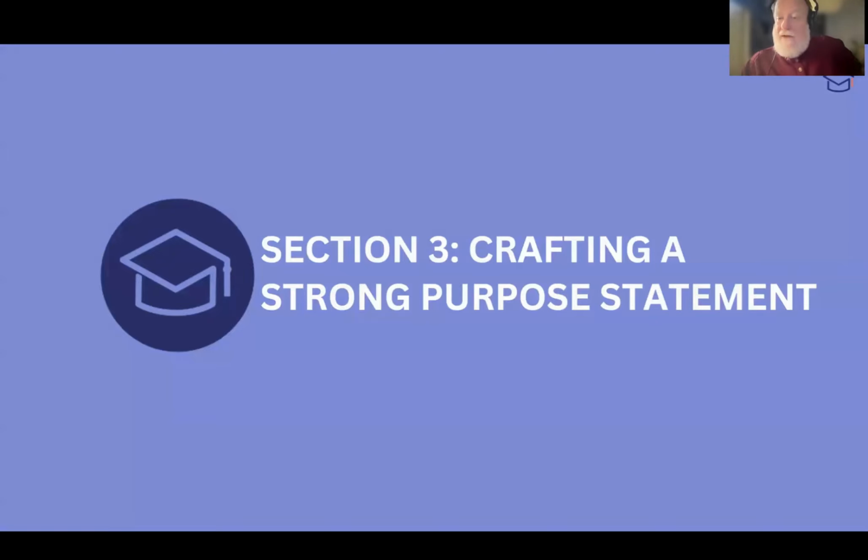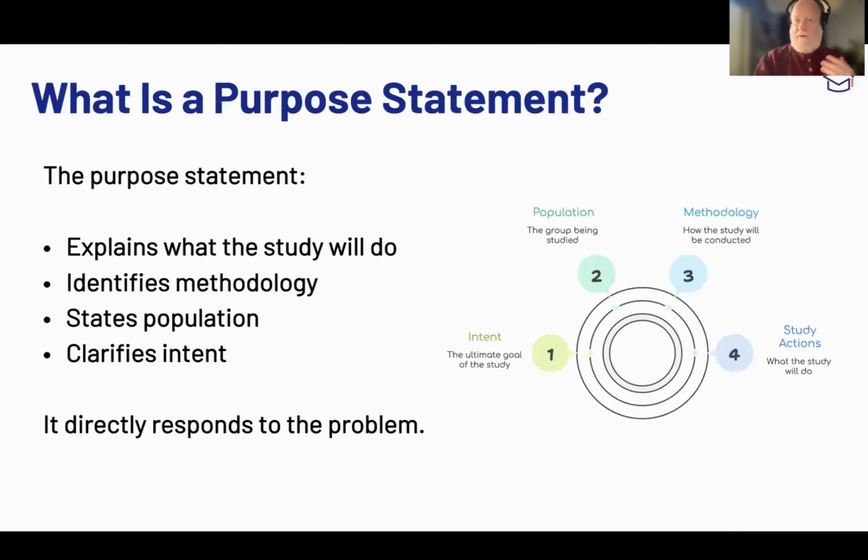So, how about crafting a strong purpose statement? So now we've moved out of the gap. We have a specific problem. Now we need to align a purpose. So what is a purpose statement? Basically, it explains what you're going to do about that problem.